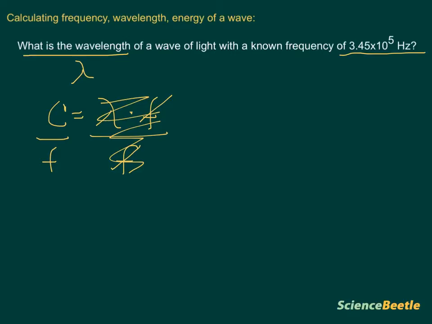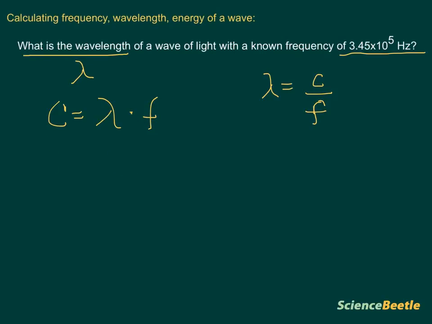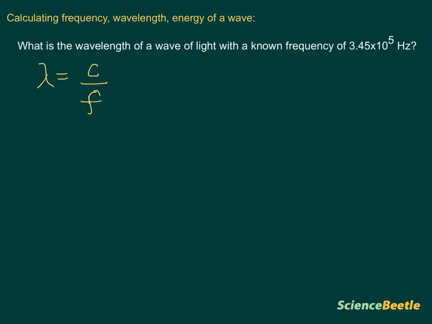Let me rewrite this so it doesn't look quite so messy. What we have here is lambda is equal to the speed of light divided by the frequency. And there you go. By doing that, we now have a working equation in which we can substitute. Let's clear out some stuff here so we can make some room, and move this equation over here to the right side.